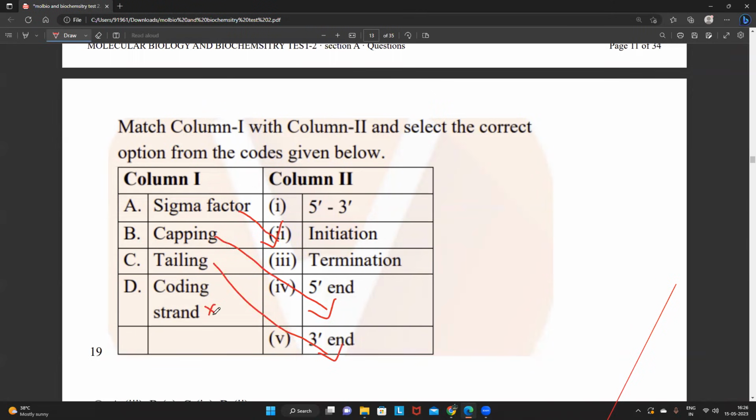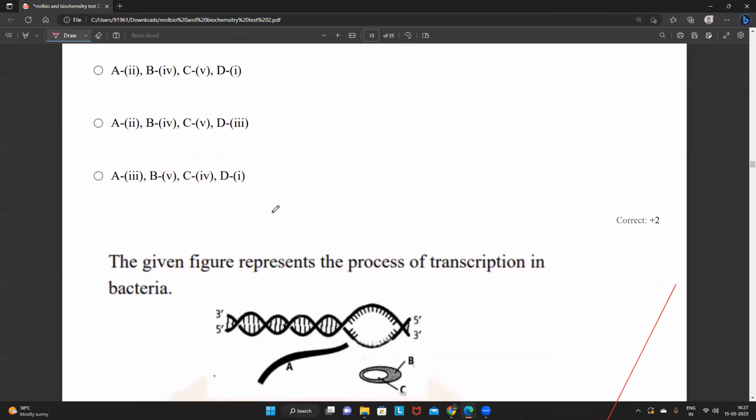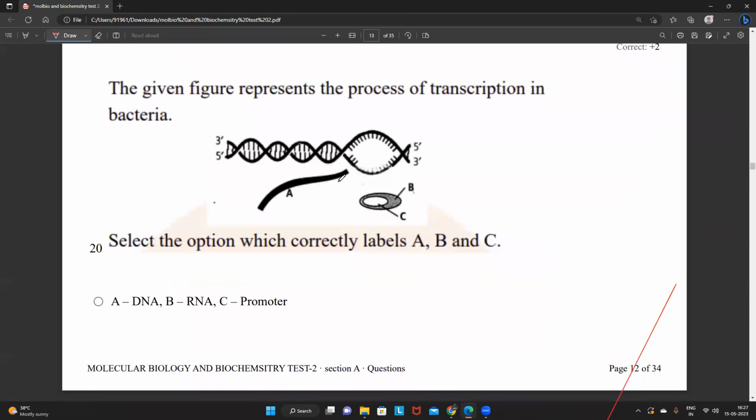Coding strand never acts like a template. So coding strand will always be in the 5' to 3' direction. Not to get confused with this particular point. Easy to interpret, right? So it's a very easy and straightforward question. And this also people have made wrong.